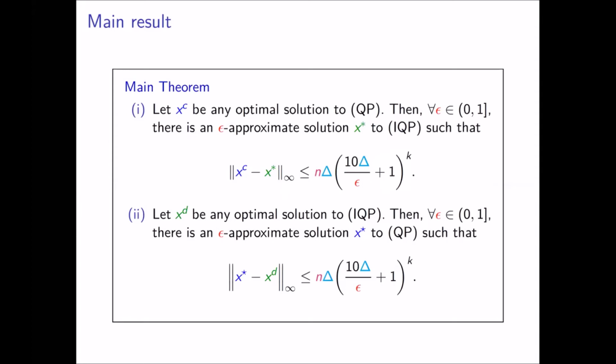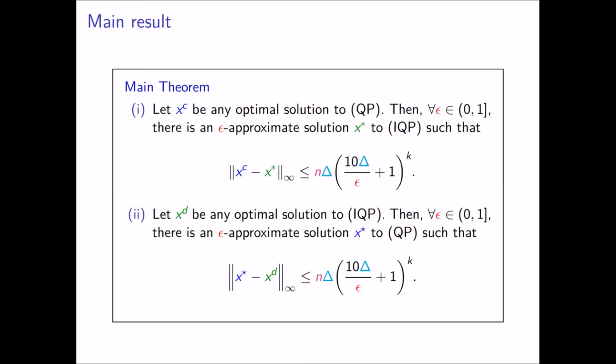of k. Second, for every optimal solution to IQP and every epsilon, there's an epsilon approximate solution to QP at distance, once again, at most n delta times (10 delta over epsilon plus 1) to the power of k. Recall here that k is the number of variables that appear quadratically in the objective function.